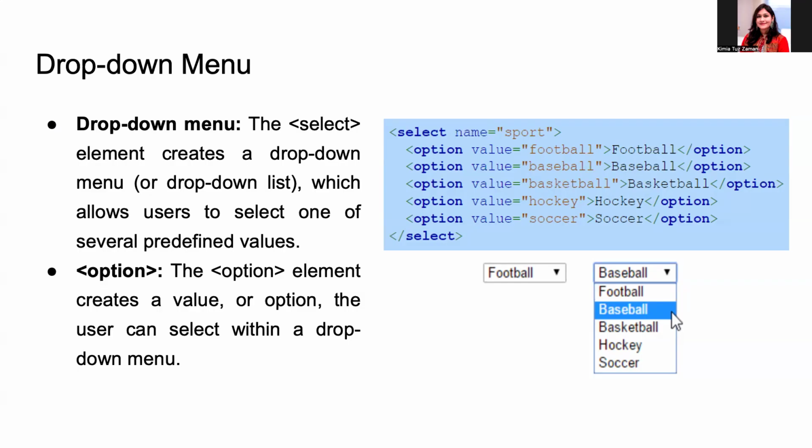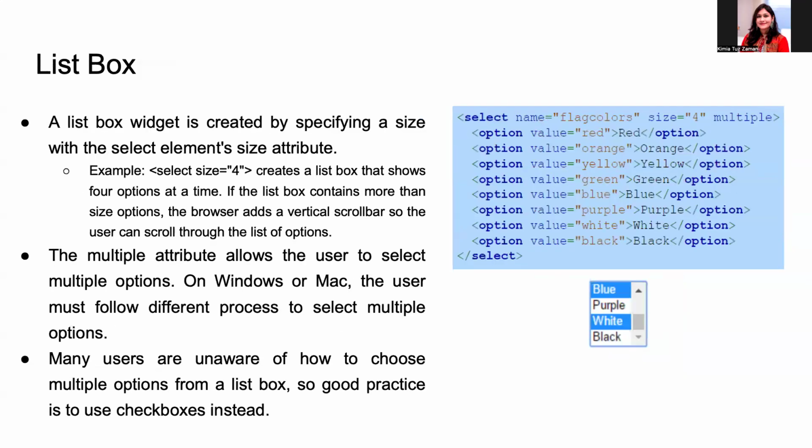For example, in this slide, we have options for football, baseball, basketball, hockey, and soccer. When a user chooses an option and submits the form, the browser sends the name of the drop-down along with the selected value to the server. So for instance, if baseball is chosen here, the server would receive sports equal to baseball. So in short, the select element creates the menu and the option element defines the choices within that menu.